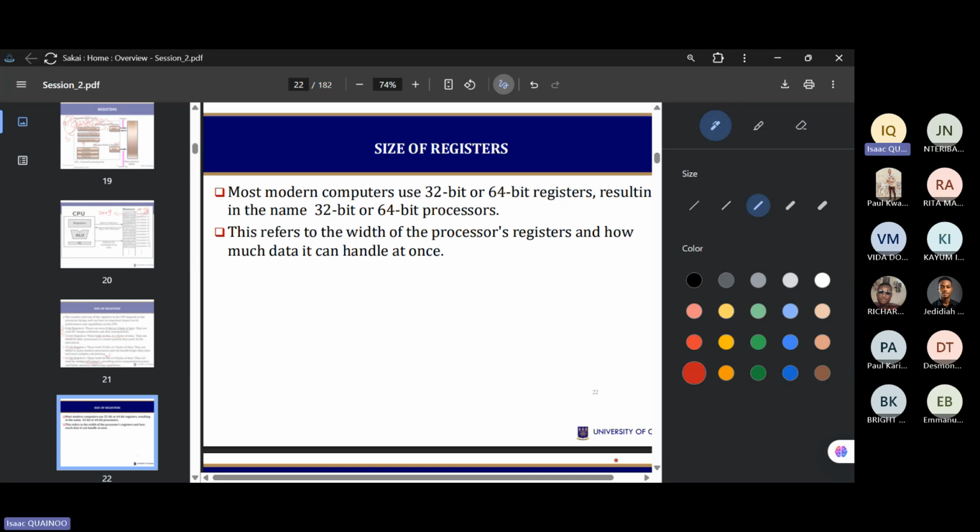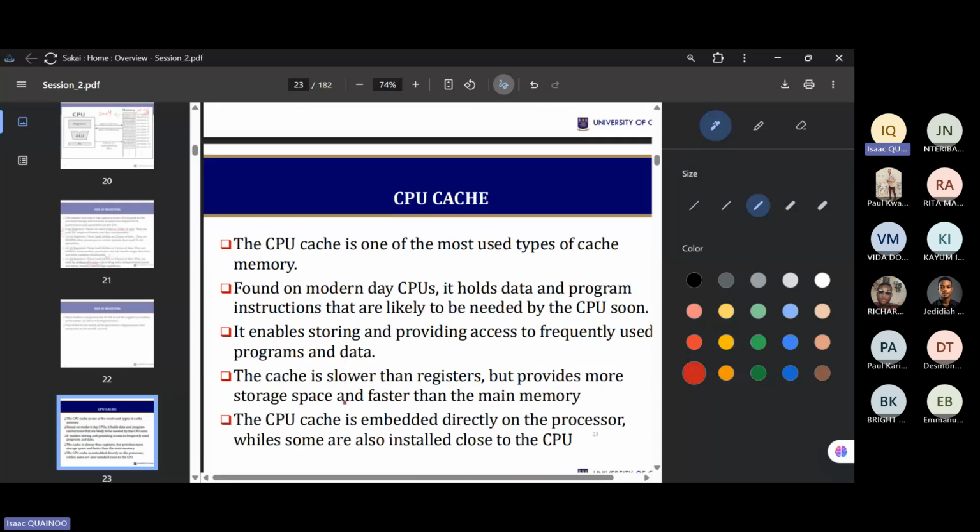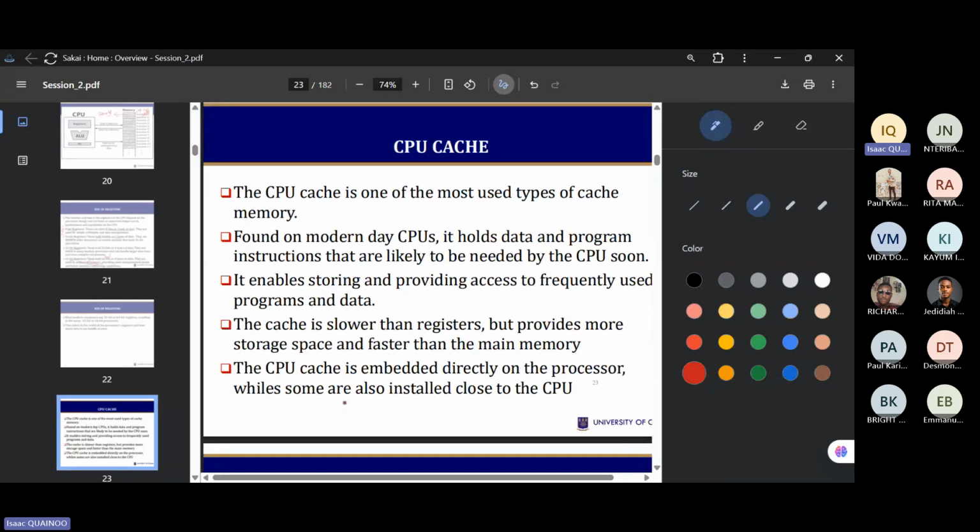That refers to the width of the processor's register and how much data it can handle at once. So let us look at the cache memory, or the CPU cache memory. The CPU cache memory is one of the most used types of cache memory and is found on modern day CPUs. It holds data and program instructions that are likely to be needed by the CPU soon. It enables storing and providing access to frequently used programs and data.